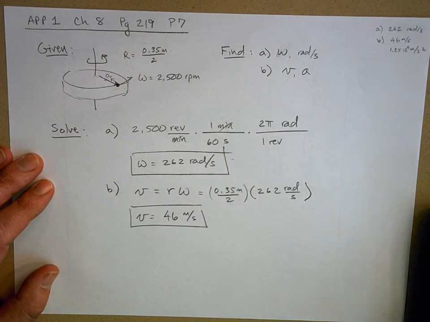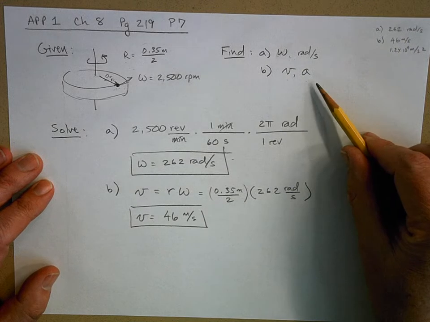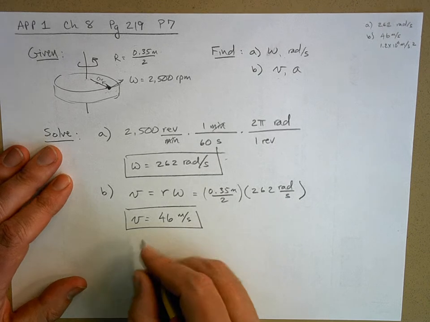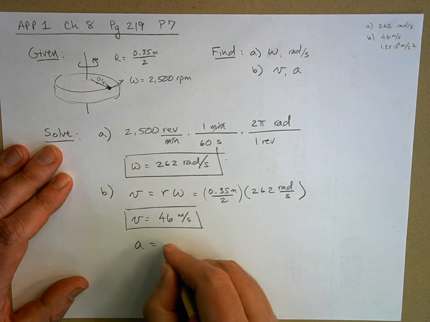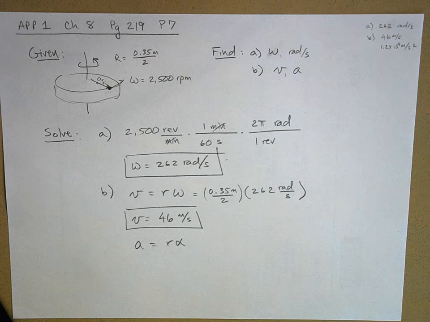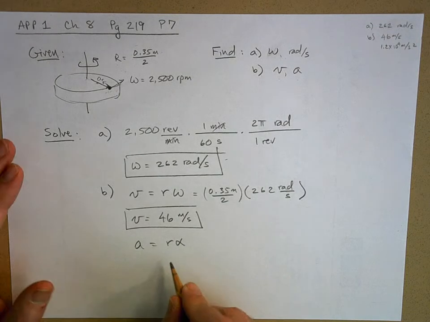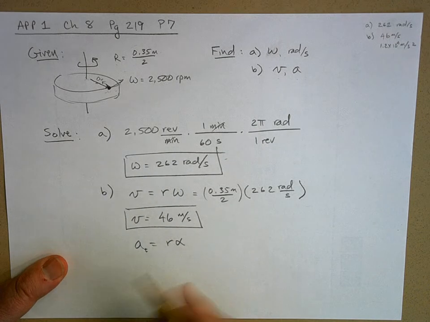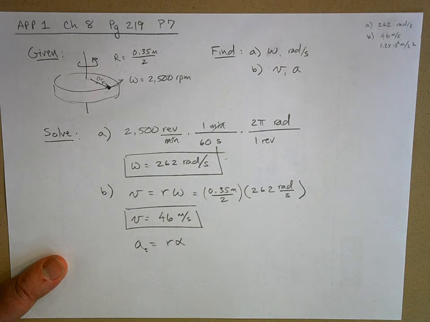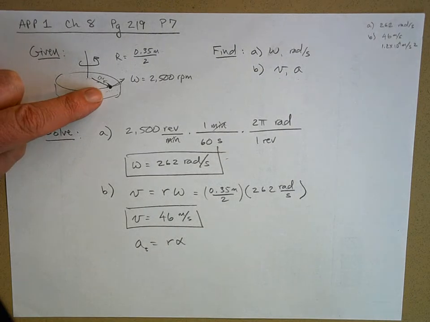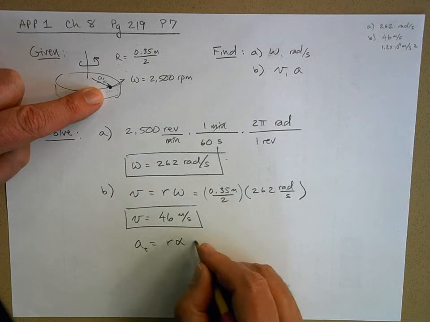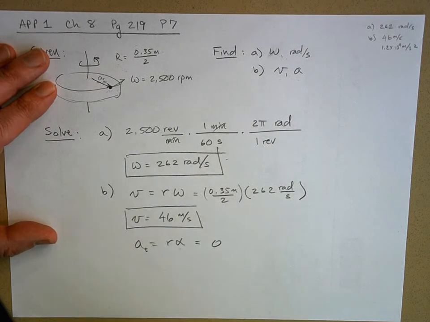Now, here's the tricky part. It also wants to know what is the acceleration. Now, some of you said, oh, okay, well, acceleration equals r alpha, and you tried to use that. But this doesn't give you the whole acceleration. This only gives you the tangential acceleration. This gives you the rate at which you're going faster and faster. But this thing is spinning at a constant rate of 2,500. In other words, alpha is 0. So this is just going to be 0.